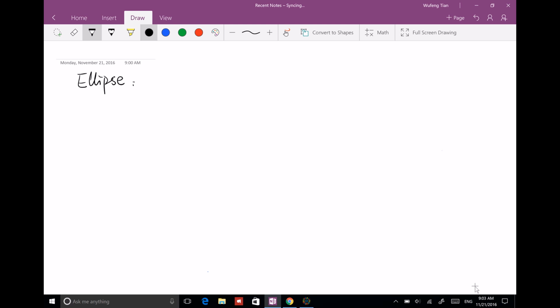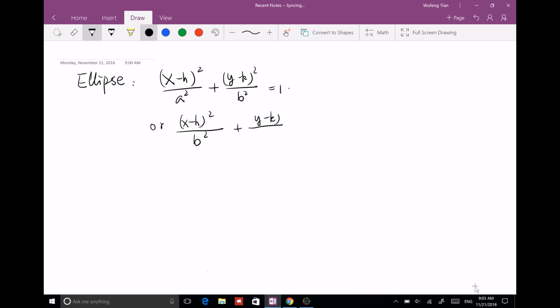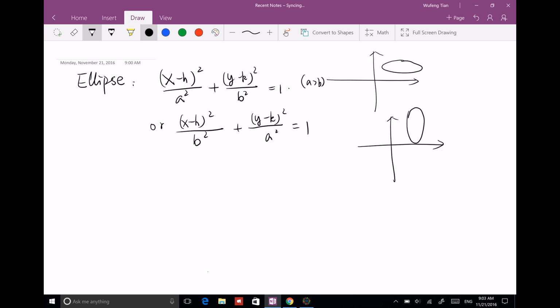So we did ellipse, which is (x minus h) squared over a squared plus (y minus k) squared over b squared equals 1, or we got (x minus h) squared over b squared plus (y minus k) squared over a squared equals 1. For the first one, the major axis is in the x direction, because here a is bigger than b. For the other one, the major axis is vertical.